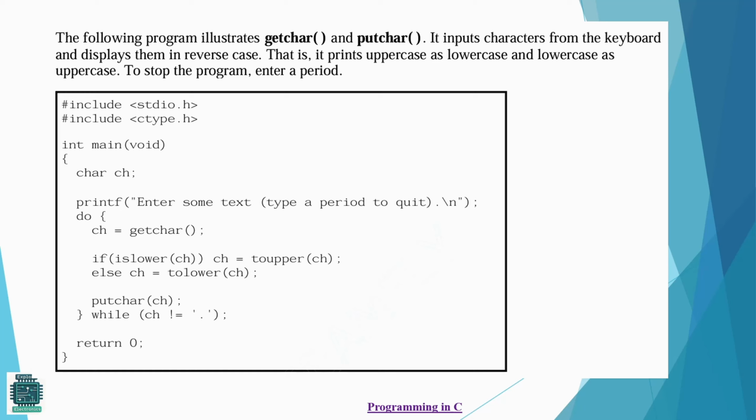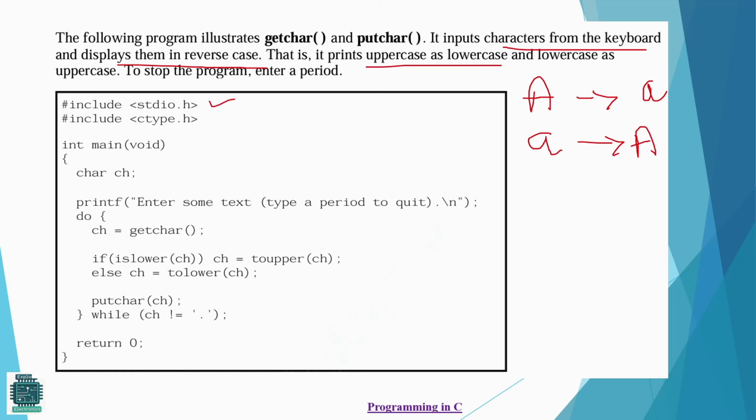Next, here you can see the program. It illustrates the getchar and putchar functions. It inputs characters from the keyboard and displays them in reverse case, that is, it prints uppercase as lowercase and lowercase as uppercase. Means if you type A in uppercase, it prints lowercase a, and if you type lowercase a, it prints uppercase A.